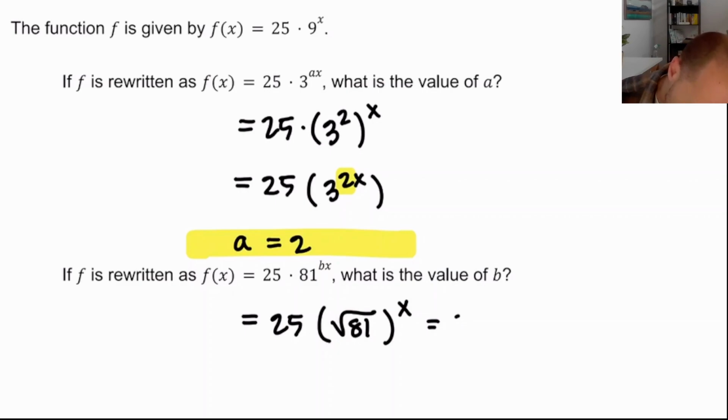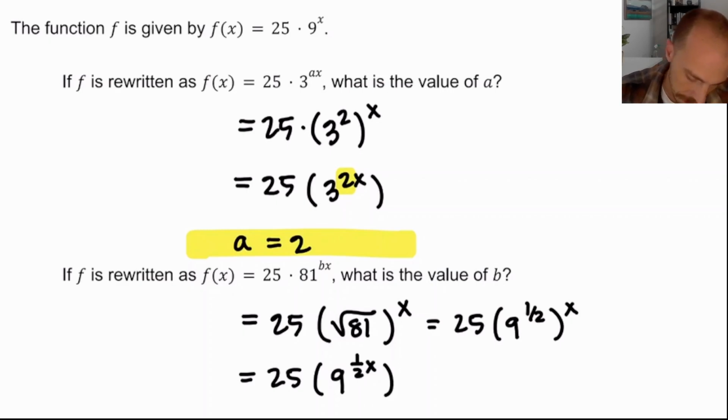The square root is the 1/2 power. That's where we're going to multiply these exponents together. So that would be 25 times 9 to the 1/2 x. And there it is. That's the value of b. And I didn't remember that one.